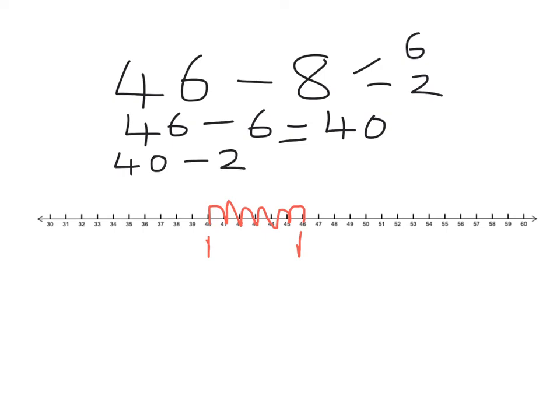So I'm going to jump back on my number line, 1, 2 more, and that gets me to 38. So 46 take away 8 equals 38. So for your activity today, you are going to practice partitioning numbers, breaking them up into parts to help you to add and subtract by going up or back to the nearest tidy number.